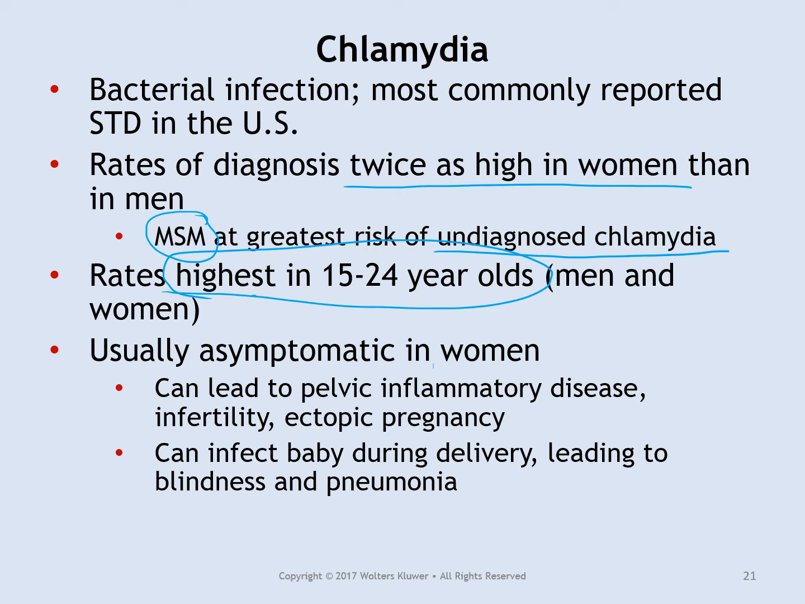In women, chlamydia is usually asymptomatic, and this will lead to things like pelvic inflammatory disease, which is inflammation of the uterus and the fallopian tubes, which can lead to infertility and ectopic pregnancy later in life. If mom has an active chlamydia infection and delivers a baby, that chlamydia can pass to the baby, and then you'll see eye diseases, sometimes blindness, and pneumonia as well in that baby.